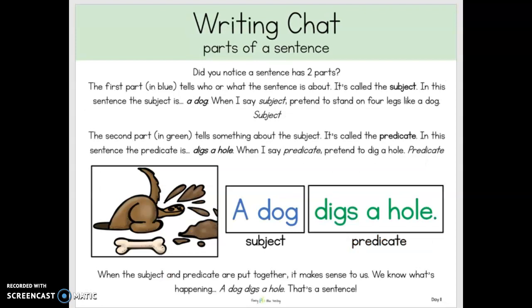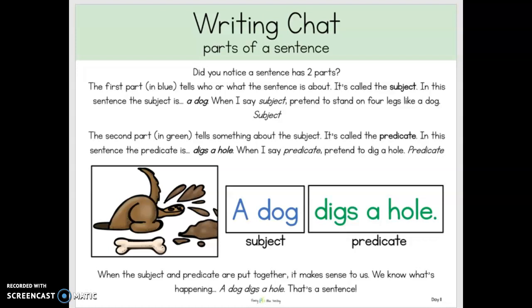So a sentence has two parts. The first part is written in blue at the bottom of your screen. It tells who or what the sentence is about. It's called the subject. In this sentence, the subject is a dog. The second part in green tells something about the subject. It's called the predicate. In this sentence, the predicate is digs a hole.